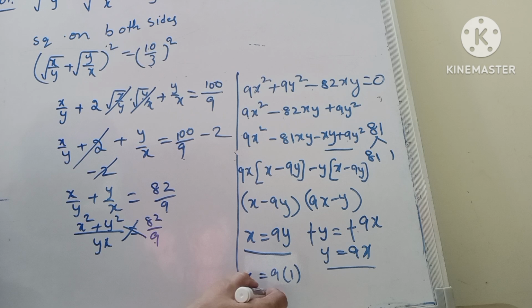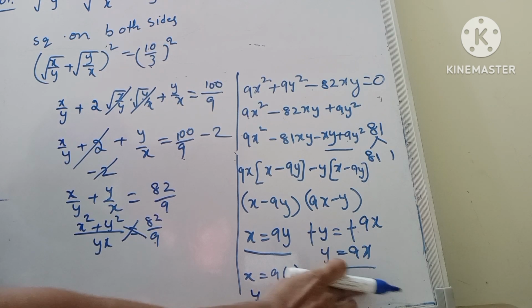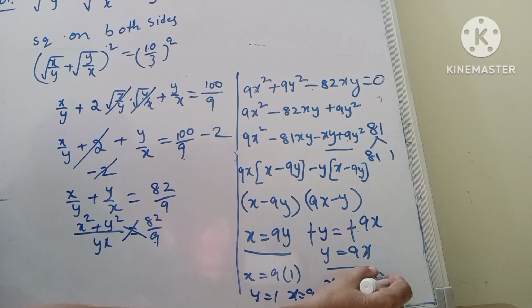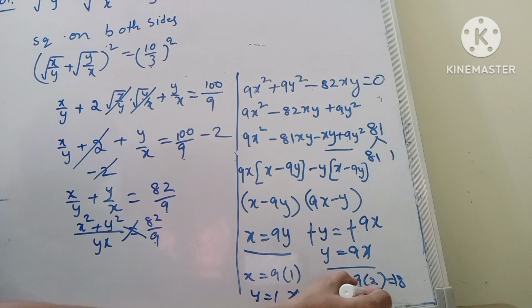y is 1 and x is 9. If y is 2, substitute 2 in place of y. x equal to 9 times 2, that equals 18. If y is 2, x is 18. So this way we can find out infinite solutions.